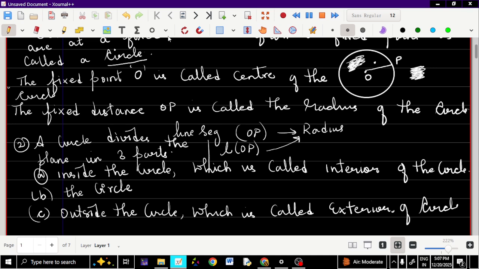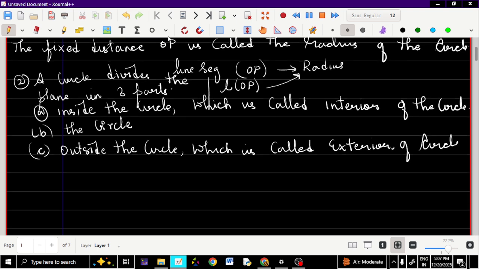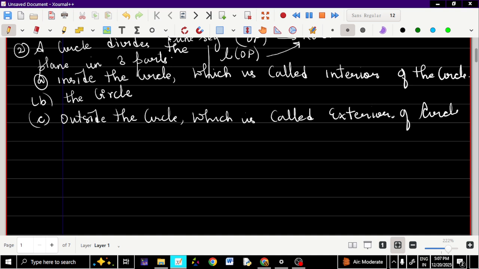Now, moving ahead. If I take a circle, let's say I draw a circle here and it will have some center. Okay, let's say this is the center. And on the circle, I mark any 2 points, let's say P here and Q here, and I draw a line segment joining them. Then this line segment is called chord of the circle.